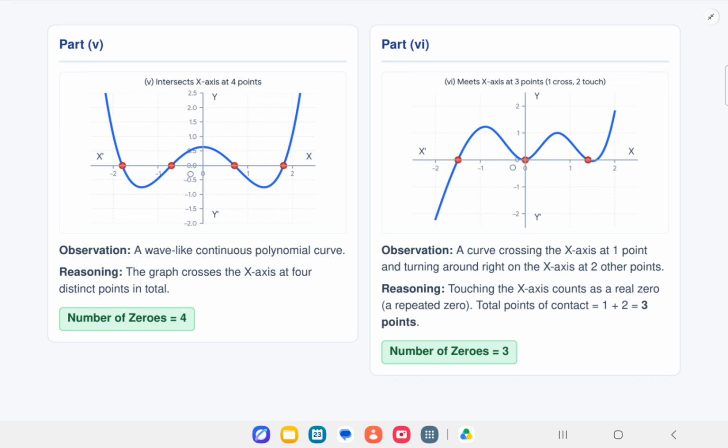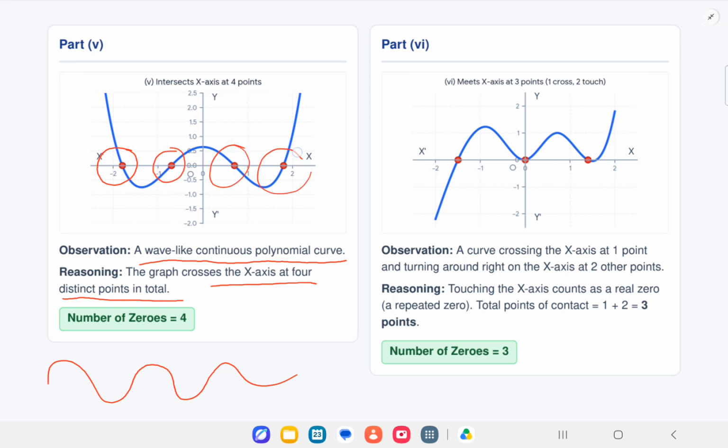See here, part number 5. A wave-like continuous polynomial curve. ये एक वेव जैसे चलती है ना, इस तरह से कंटिन्यूस पोलिनोमियल कर्व है जो कि ग्राफ को क्रॉस करता है. The graph crosses the x-axis at 4 distinct points in total, और जो कि 4 डिस्टिंक्ट पॉइंट पर x-axis को टच कर रहा है, वो ये हैं आपके 1 2 3 4. सो आपके नंबर ऑफ ज़ीरोज़ हो जाएंगे 4. See the same way you can also see here, intersect x-axis at 4 points.